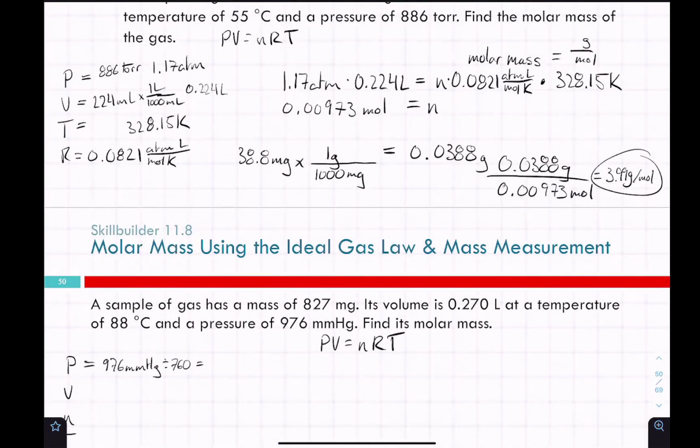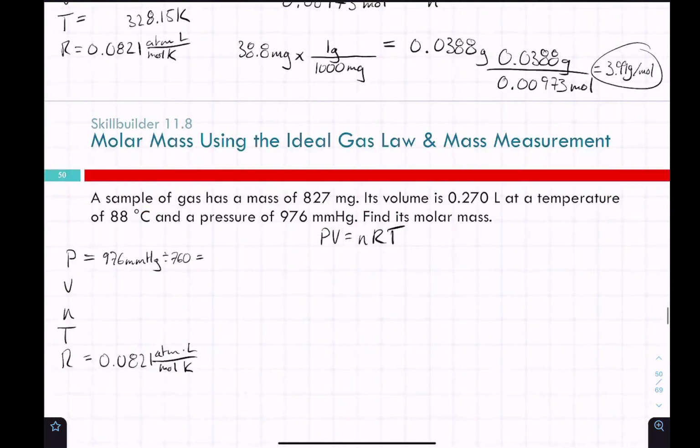What is 760 again? So this is 1 torr equals 760? Yeah. So it's the same as saying multiply by the 1 atmosphere over 760 millimeters of mercury. So if you multiply across the top and then divide by the bottom, you end up dividing by 760.